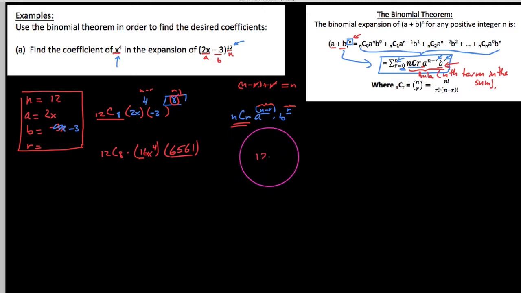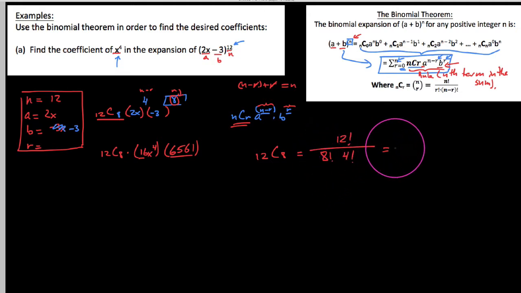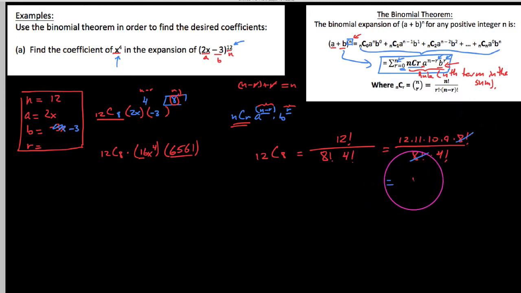So if we're going to do 12 choosing 8 at a time, what we end up with is 12 factorial over 8 factorial, and of course this is going to have to be a 4 factorial. This is really 12 times 11 times 10 times 9 times 8 factorial over 8 factorial 4 factorial, where the 8 factorials cancel out, and we're left with 12, 11, 10, 9 over 4 times 3 times 2 times 1. The 1 doesn't matter.